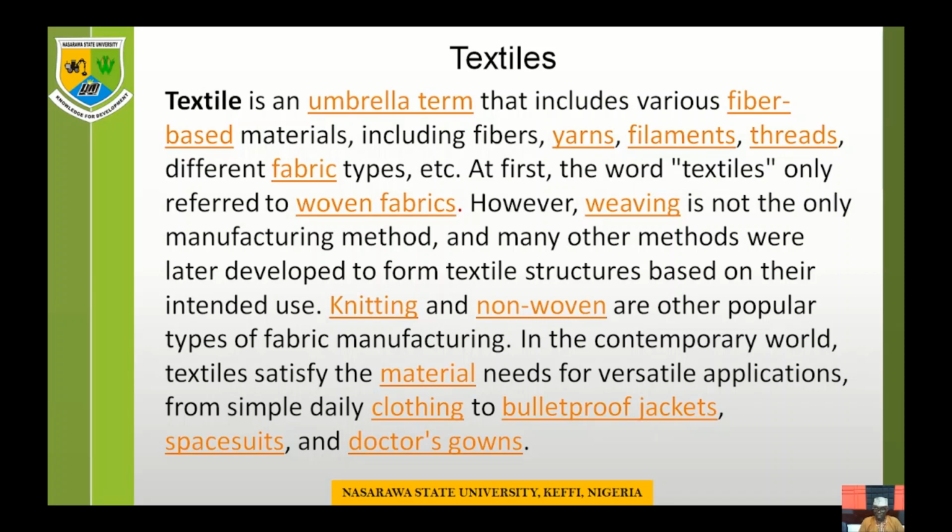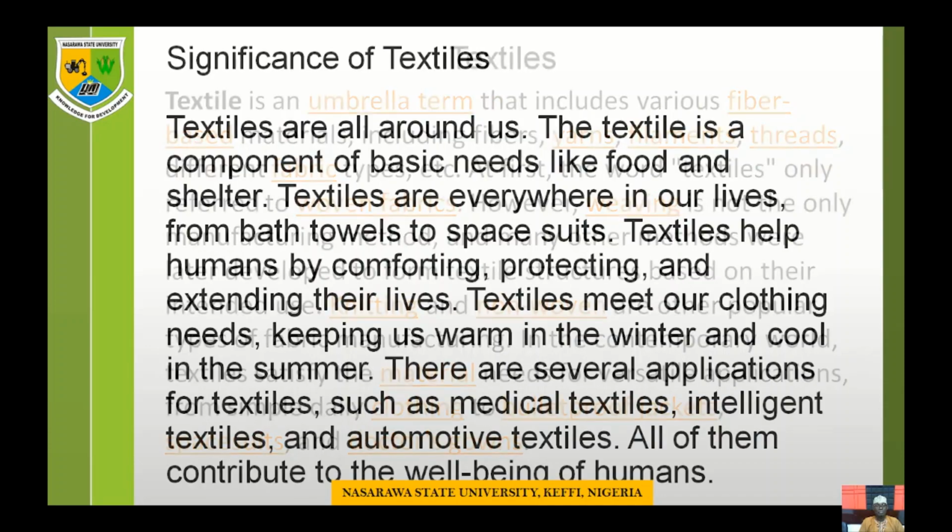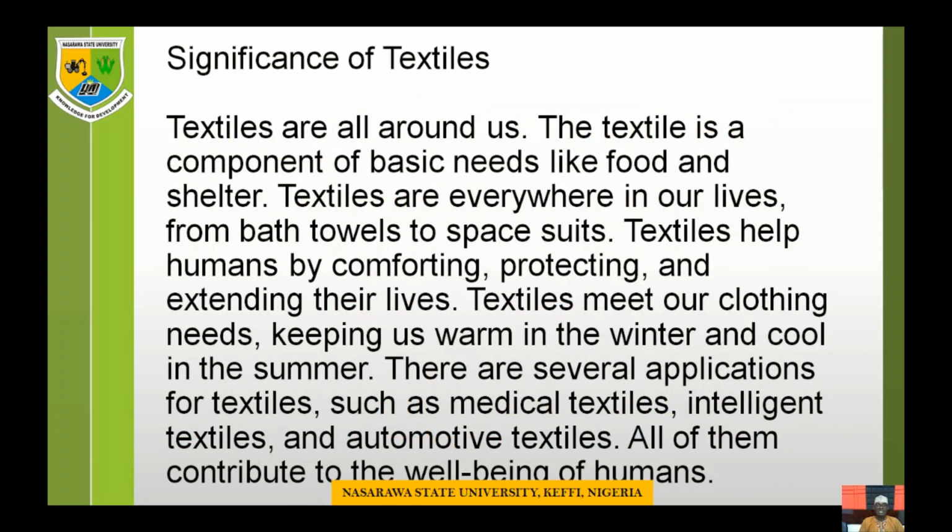In the contemporary world, textiles satisfy the material needs for versatile applications, from simple daily clothing to bulletproof jackets, space suits, and doctor's gowns. Significance of textiles. Textiles are all around us. The textile is a component of basic needs like food and shelter. Textiles are everywhere in our lives, from bath towels to spacesuits.